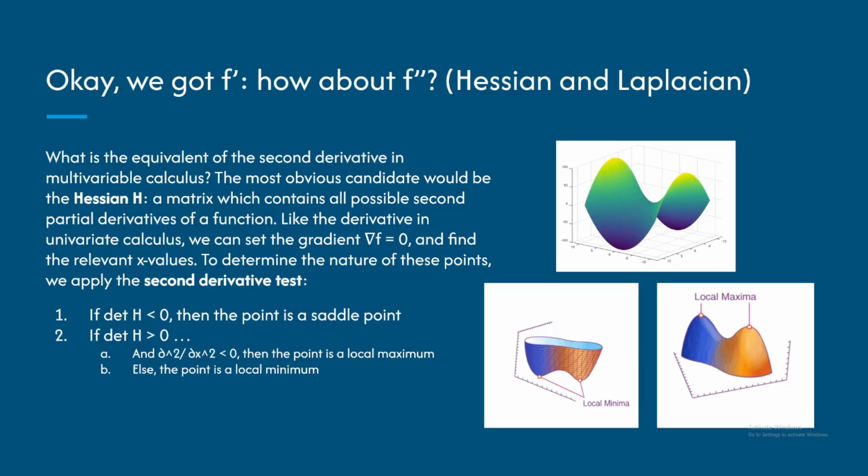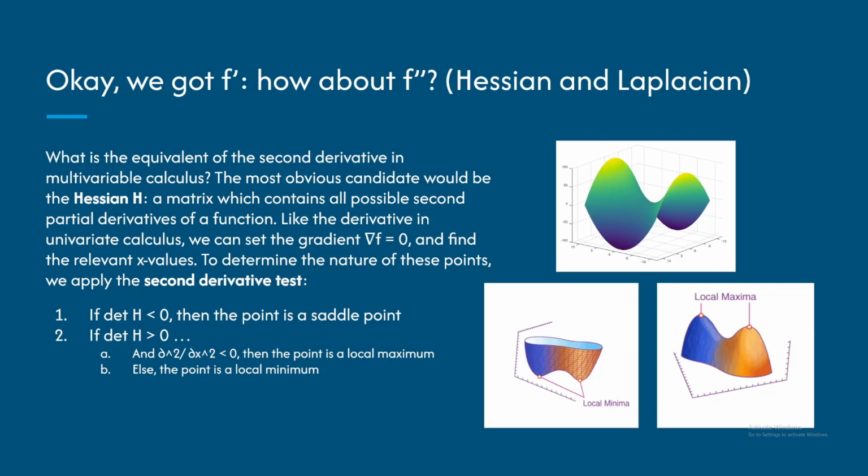We'll go back to derivatives, right? So we've got the first derivative, but what's the second derivative? There are two ways we can think about the second derivative at least. The most obvious candidate would be the Hessian, right? The Hessian is a matrix which contains all the second partial derivatives of a function.